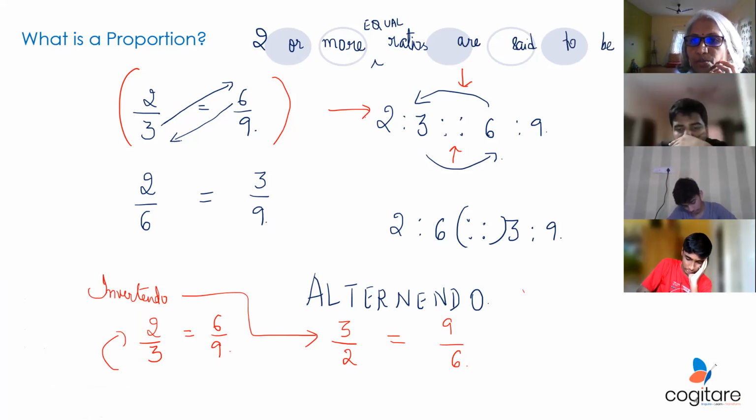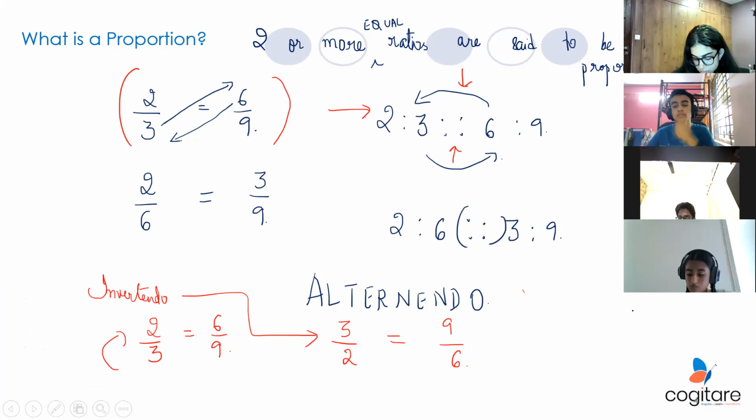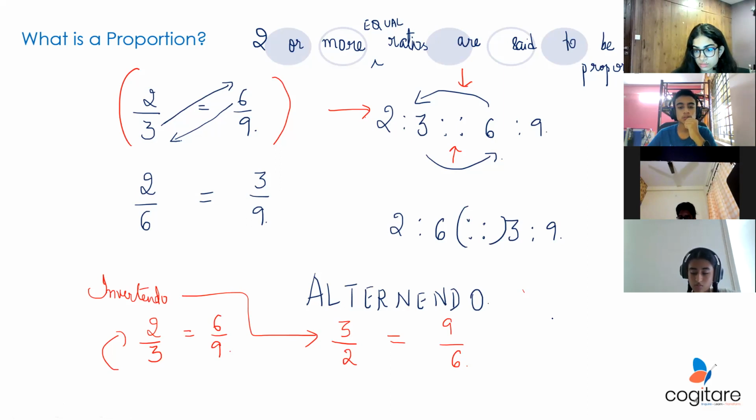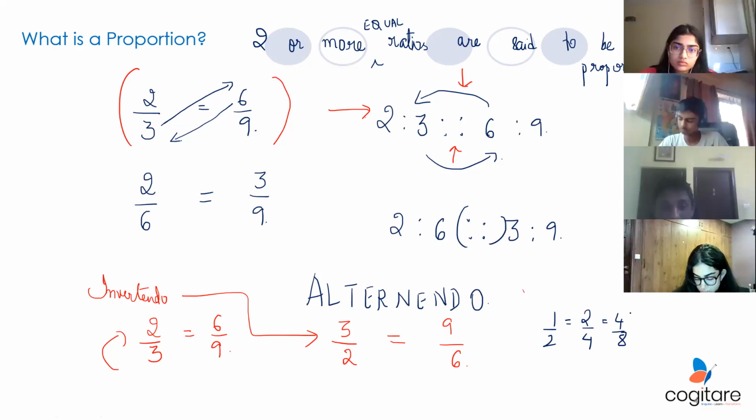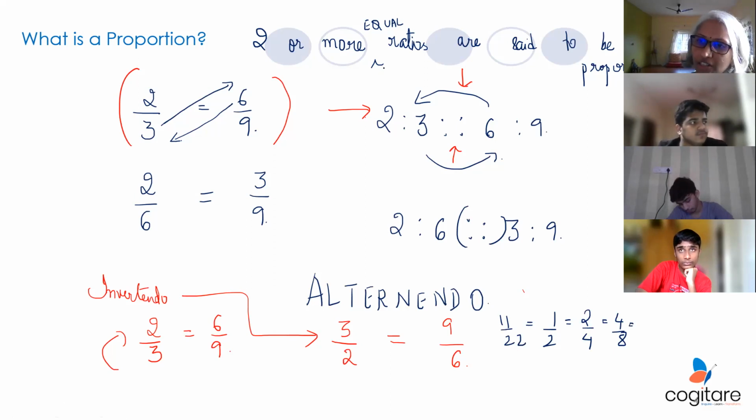Ma'am, how do you express a proportion with 3 ratios, ma'am? Hey, somebody answer Daksh's question. Daksh is saying, how can I have 3 ratios in proportion? Somebody answer Daksh's question. Quickly. 1/2 is equal to 2/4 is equal to 4/8. That's it. Daksh, got it? Yes, ma'am. Is equal to 11/22. Is equal to 24/48. Endless. That's why the word 2 or more. They are all in proportion. Clear? People? Okay.